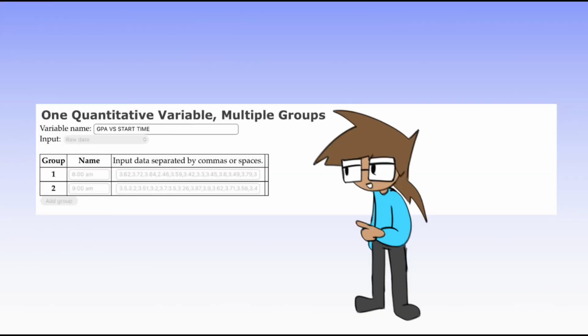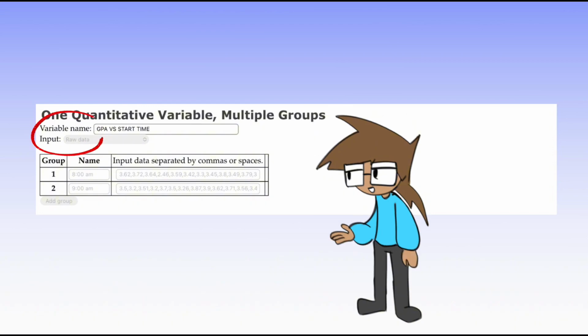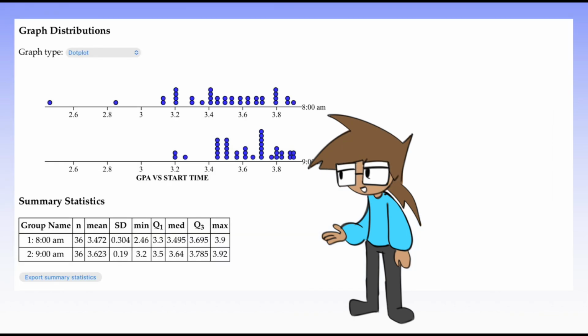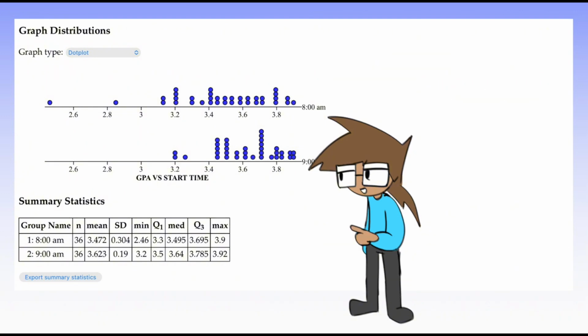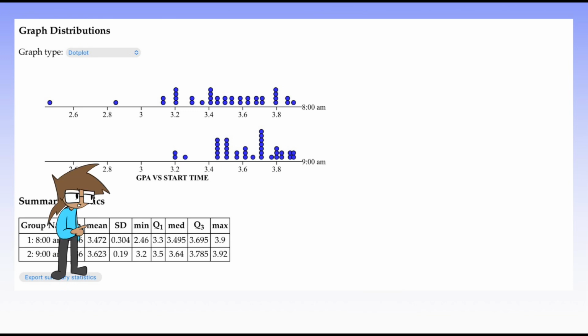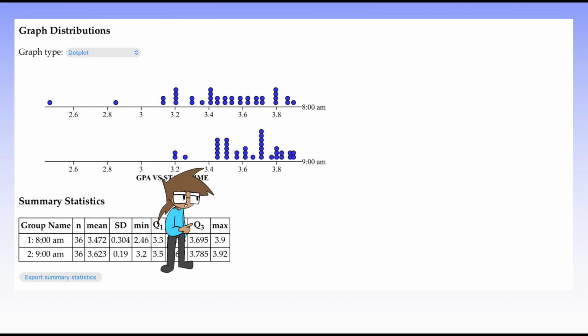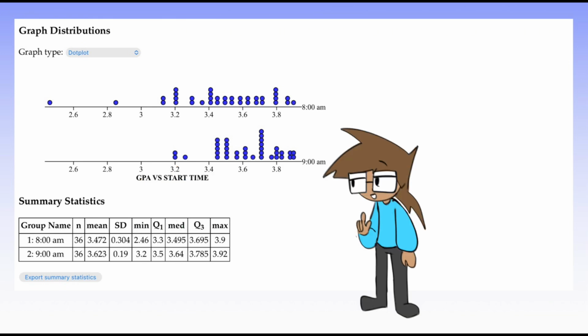We can use Statplets.com to get our data. For variable name, I put GPA versus start time. Group 1 I put as 8 a.m. and group 2 I put as 9 a.m. And then I get all my randomly selected GPAs and insert them in their appropriate spots. Inputting all of that would give us a graph distribution and summary statistics. But what we really want to focus on is the summary statistics. It gives us the sample size, the mean, the standard deviation, the minimum, quartile 1, the median, quartile 3, and the maximum. But we only want to focus on the sample size, mean, and standard deviation.